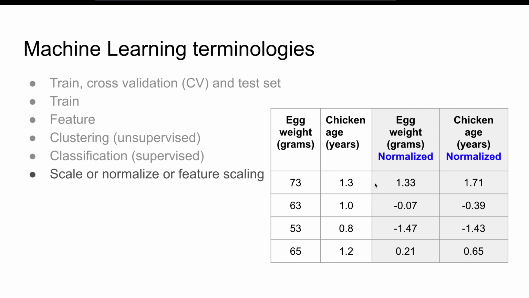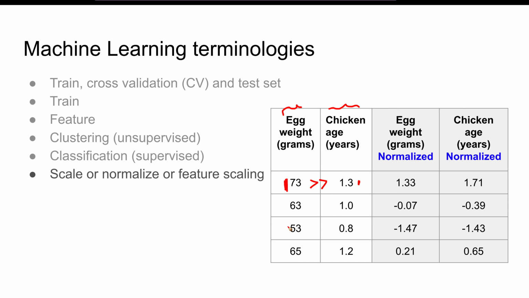Now let's look at what is scale, normalize, or feature scaling. If we look at this table on the right hand side, we have these two columns, egg weight and chicken age. Now if we try to compare 73 with 1.3, 73 is a much larger number than 1.3, and this is not acceptable in some of the algorithms, because the magnitude of difference can make the model think that this is a more important parameter than this one. But that's not actually the case.